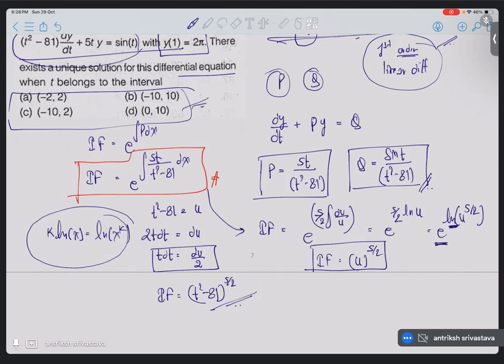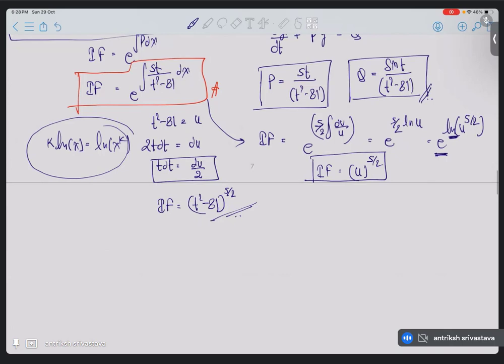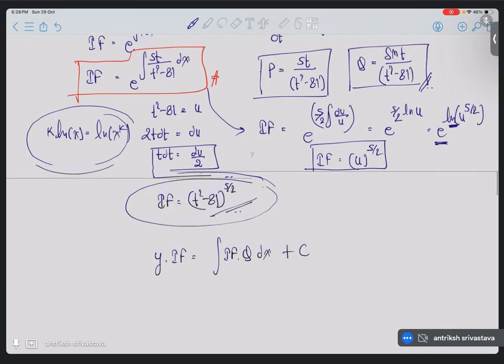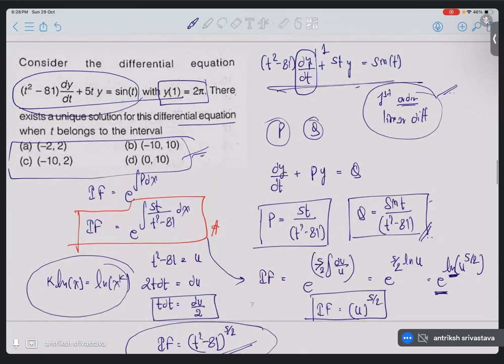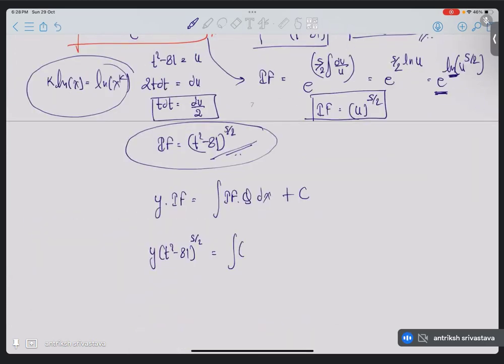Okay, so what do we need to do? Now we know our integrating factor. What is remaining? y times the integrating factor is equal to the integral of the integrating factor times Q dt, and then plus C also we can write. So let's write that. y(t² − 81)^(5/2) is equal to, what is our Q? Q is sin t over t² − 81. So let's write this.